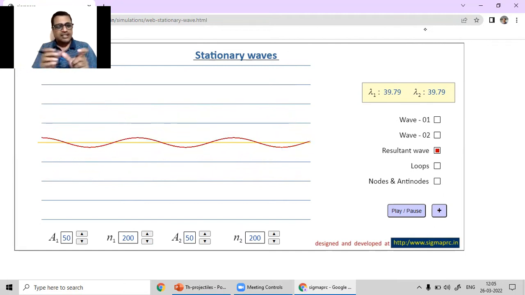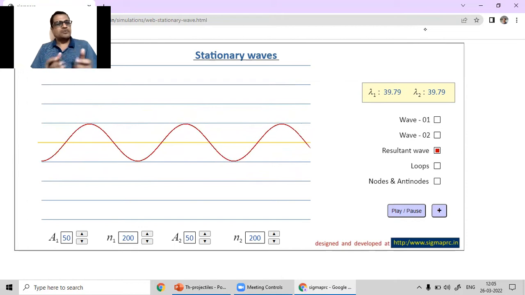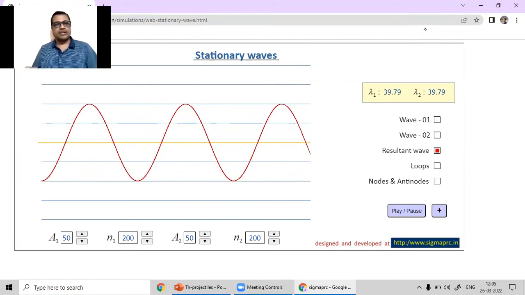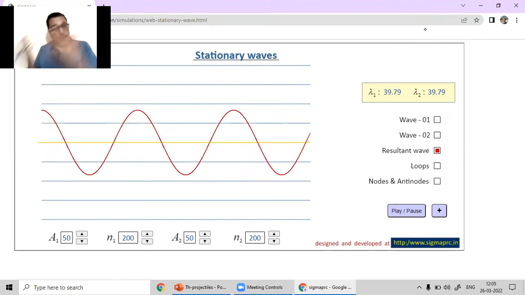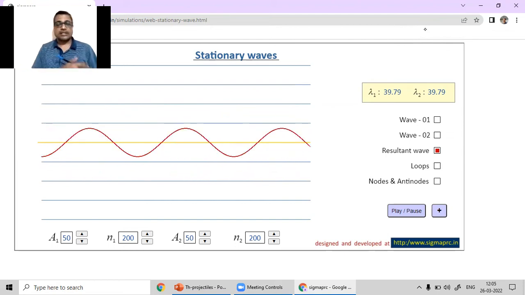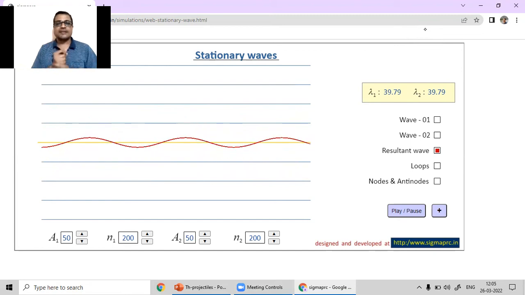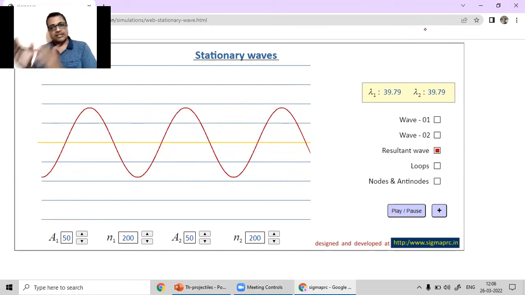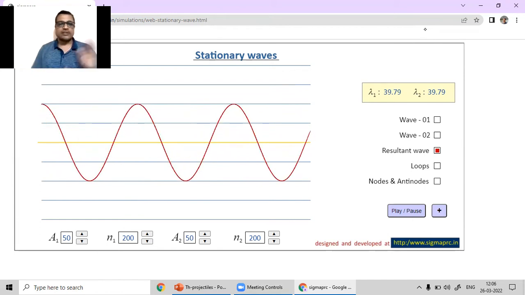Otherwise, the term itself seems to be like an oxymoron. How is it possible? Stationary means that nothing should be moving. Wave means that something should be moving. So how can you have a stationary and a wave? The reason is this. The particles are moving, but there is nothing going from left-hand side to right-hand side or from right-hand side to left-hand side.